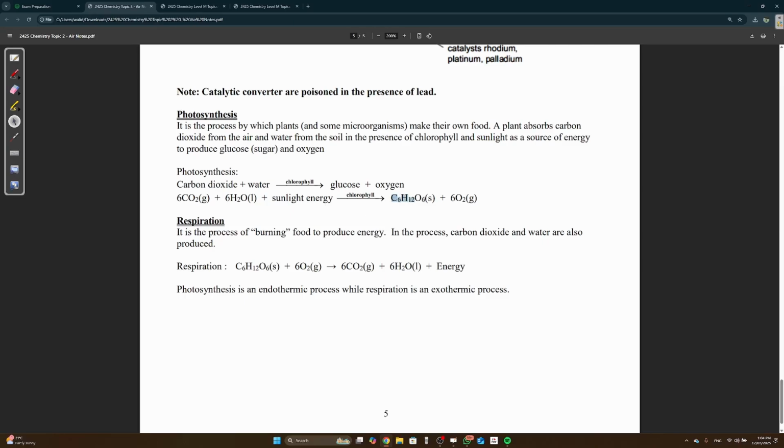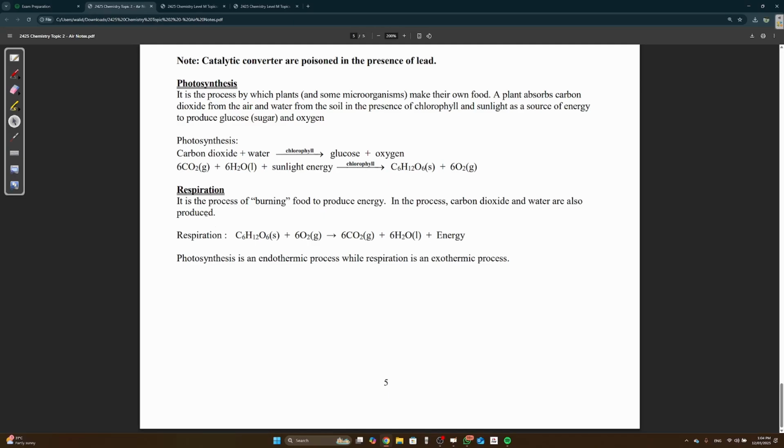It produces glucose and oxygen. I'm not going to explain this. Respiration is just the opposite. You burn it in the presence of oxygen to produce carbon dioxide and water and energy. You need to know photosynthesis is endothermic because you're absorbing energy, but respiration is exothermic because you're releasing energy.